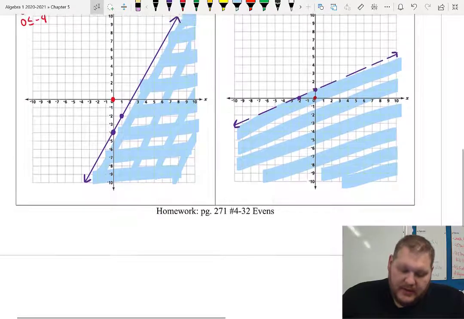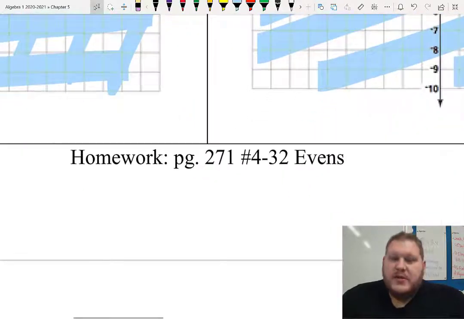The homework is down there at the bottom of your notes page, page 271, 4 through 32, just the evens.